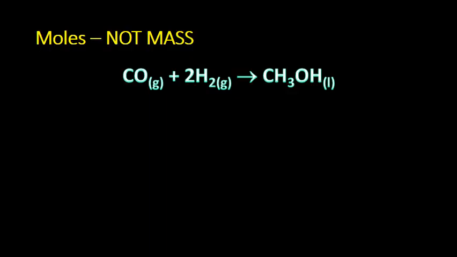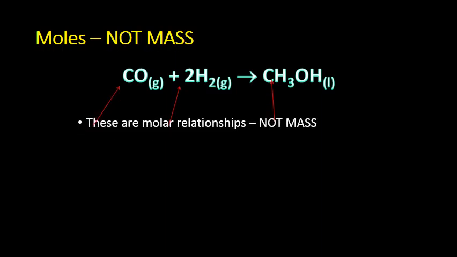From the previous video, you should have understood that the coefficients in front of each one of these molecules is the relationship. So this says you have 1 mole of carbon monoxide for every 2 moles of hydrogen for every 1 mole of methanol. Those are not mass relationships. They are molar relationships.